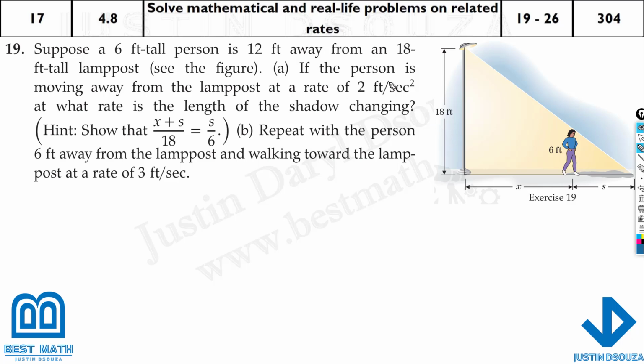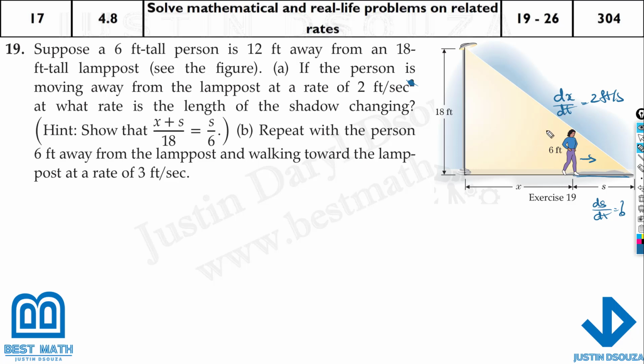The first question is, if the person is moving away from the lamppost, that's this right side, at the rate of 2 feet per second, so it's along the horizontal axis, dx by dt with respect to time is 2 feet per second. So it should be second here. At what rate is the length of the shadow changing? This is the length of the shadow, see over here, the s value. We have to find ds by dt. What is that? And part B we will do later.